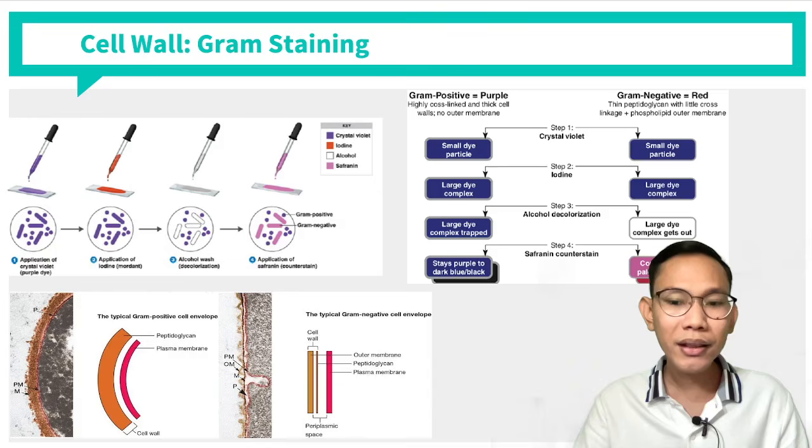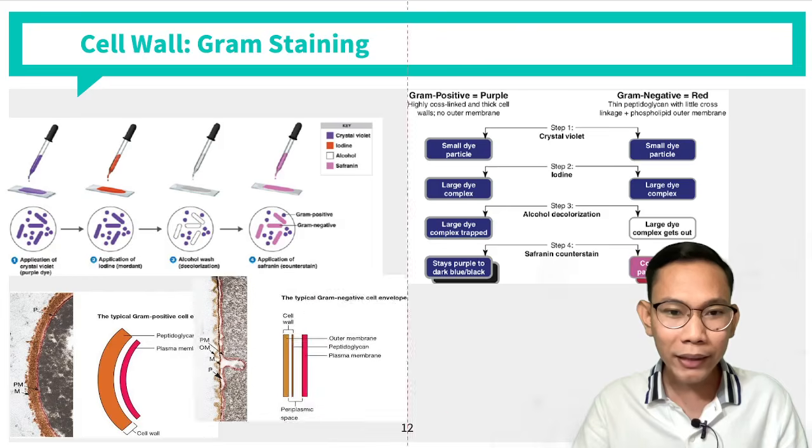How about sa ating gram-negative cell? In our gram-negative cell, what will happen? When we add your alcohol into your gram-negative cell, the outer membrane, this one, ang makapal na part, palakihin natin ha, sorry.